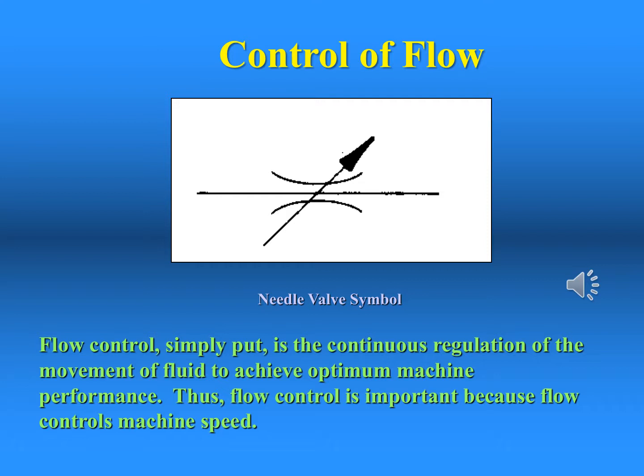The schematic symbol for an adjustable flow control is shown by the two curved lines and an arrow. The placement of the arrow emblem in this symbol, as well as others, indicates that something is adjustable in the component which the symbol represents.